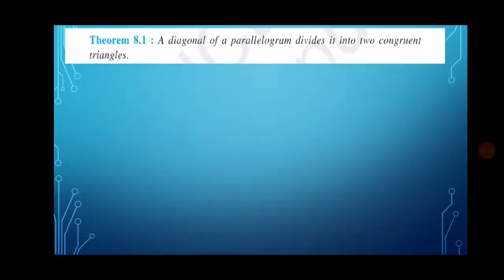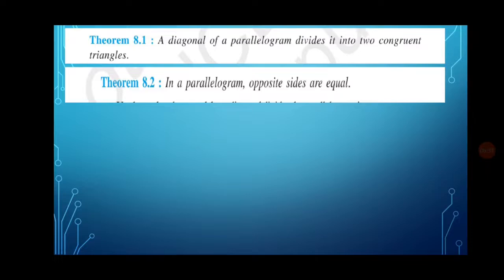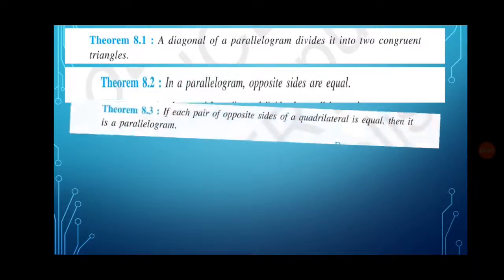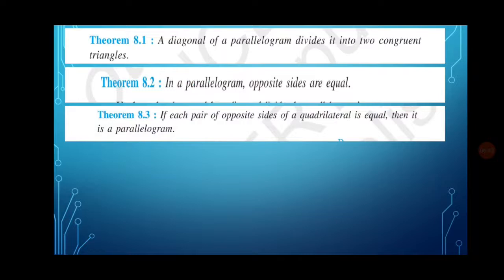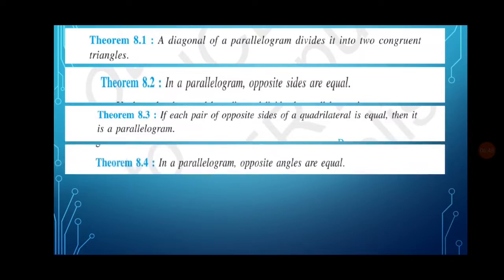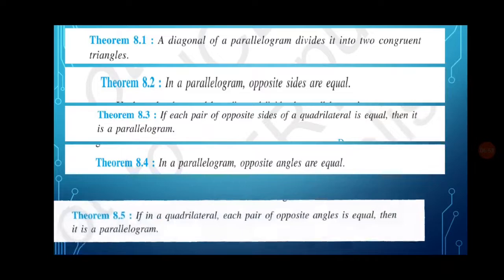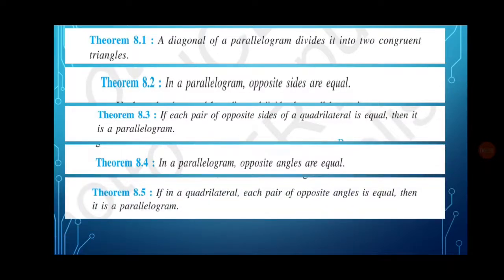Okay. We will see the theorems one by one once again. A diagonal of a parallelogram divides it into two congruent triangles. Any doubt? Is that clear? The next theorem. In a parallelogram, opposite sides are equal. The converse of this is, if each pair of opposite sides of a quadrilateral is equal, then it is a parallelogram. Next, in a parallelogram, opposite angles are equal. The converse is, if in a quadrilateral each pair of opposite angles is equal, then it is a parallelogram.